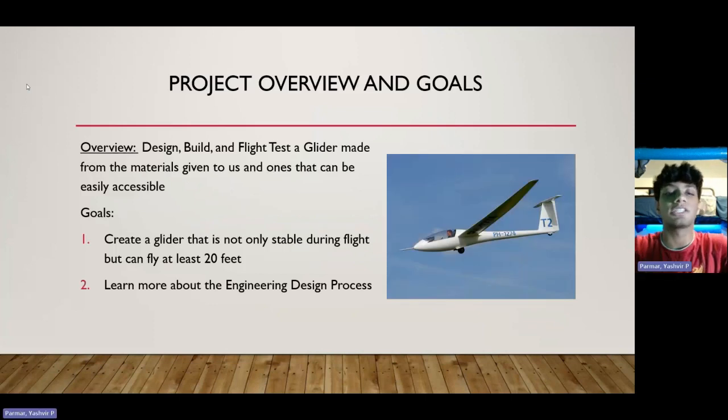So the overview of this project is to design, build, and flight test a glider made from the materials given to us and ones that can be easily accessible. The overall goal of this project is to create a glider that is not only stable during flight, as in it minimizes roll and yaw, but can fly at least 20 feet straight. And also in the process, we get to learn more about the engineering design process and the ins and outs of that.